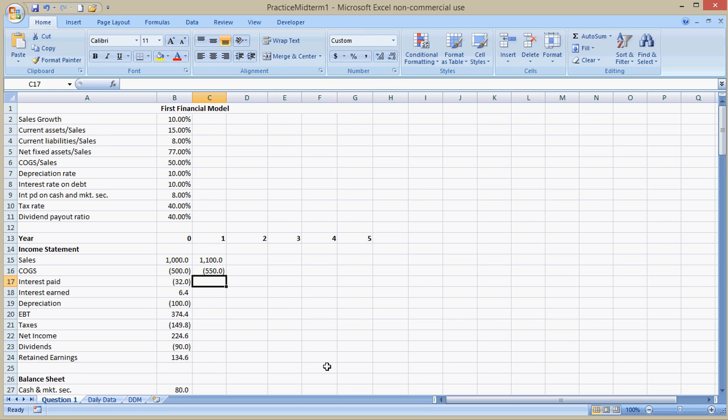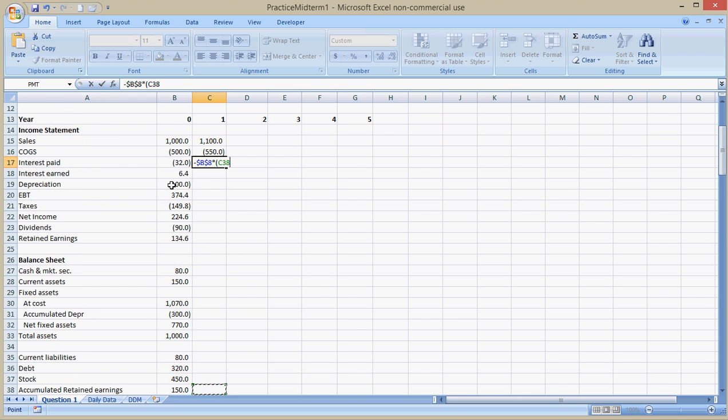Alright, so the interest paid, I'm going to have interest paid. That's going to be a negative number. I'm going to take the interest rate on debt, make sure you get the right one, interest rate on debt. I'm going to lock that down times my debt. But here's one thing you got to think about. This is the debt from this year. Remember, a balance sheet's a snapshot. I don't know what the number is yet. I'm just going to have that blank cell because I'll figure it out eventually.